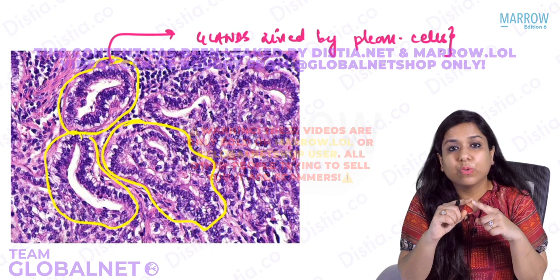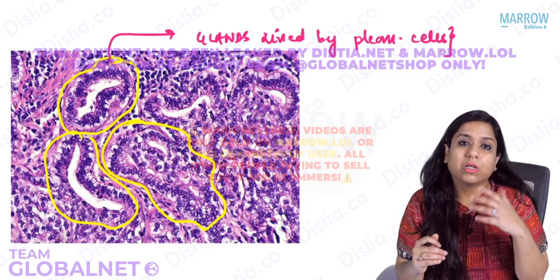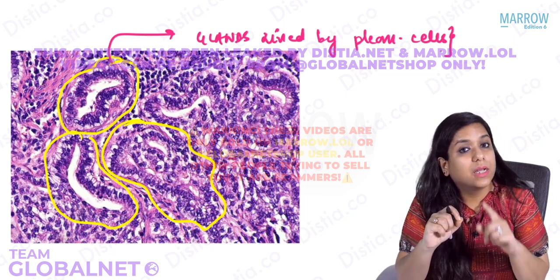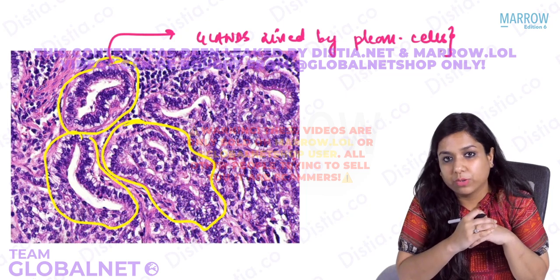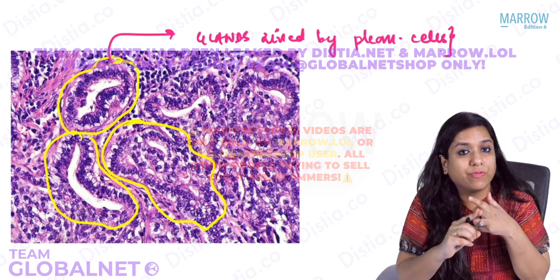right? What are the layers? Mucosa, submucosa, muscularis propria, adventitia. So the deeper the lesion, the poorer is the prognosis. In fact, the staging of most GI malignancies is also based upon this depth of invasion, right? So if the examiner asks you most important prognostic factor, answer is depth of invasion.